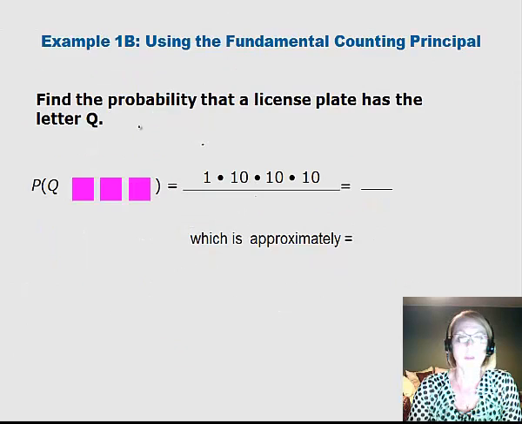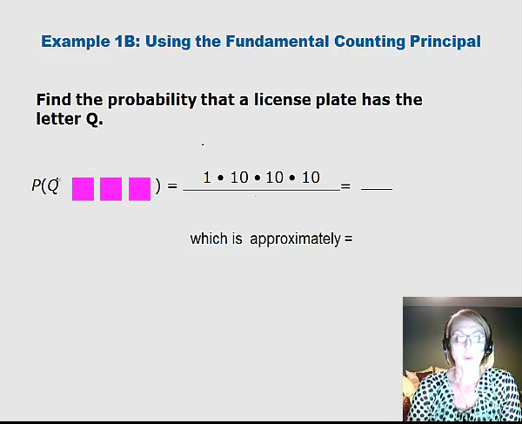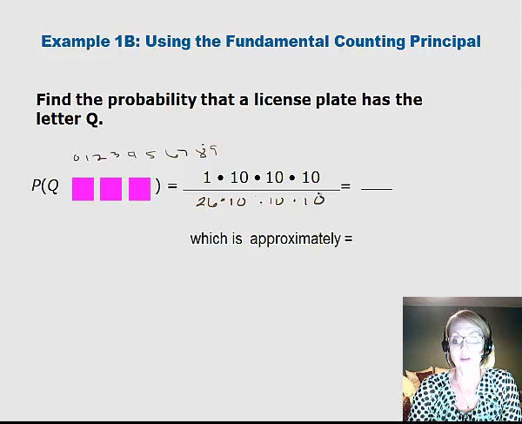Example 1b. We're going to find the probability that a license plate has the letter Q. Well, referring back to the first part of this, we know that the letter Q is one letter out of a possible 26 letters. And then for numbers, we have the possibilities of 0, 1, 2, 3, 4, 5, 6, 7, 8, and 9. There's 10 digits possible. So 10 digits, 10 digits, 10 digits. So the only real change is this one. What we want is limiting the first letter to Q.